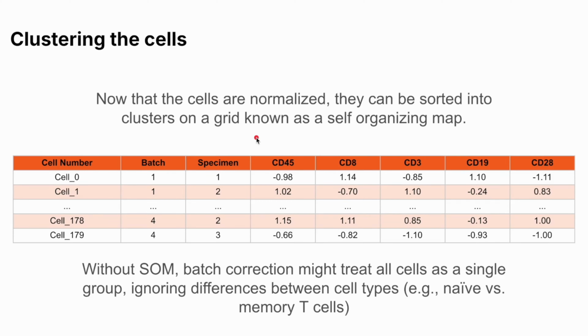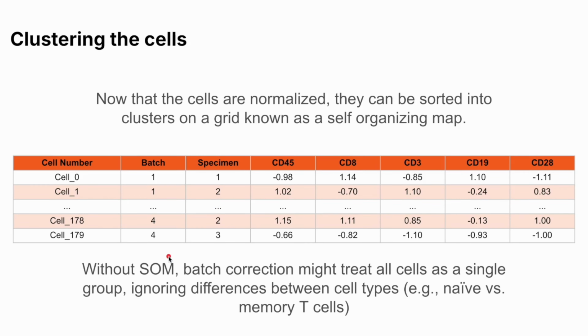The next step is clustering. So normalizing, clustering, and correction. We're on the clustering step now. So now that the cells are normalized, you can sort them into clusters on a grid known as a self-organizing map. And basically, each cell is going to be put in one of 64 buckets. And we're going to walk through what this technique is.